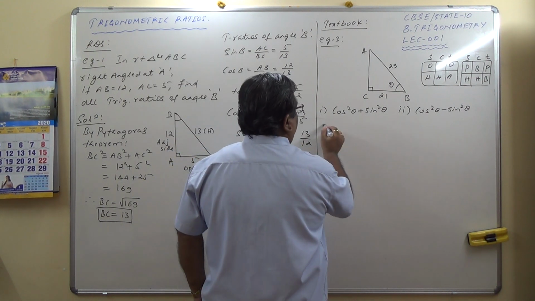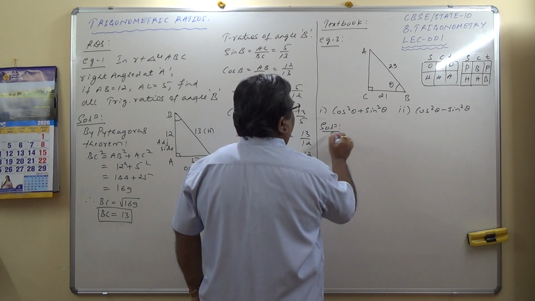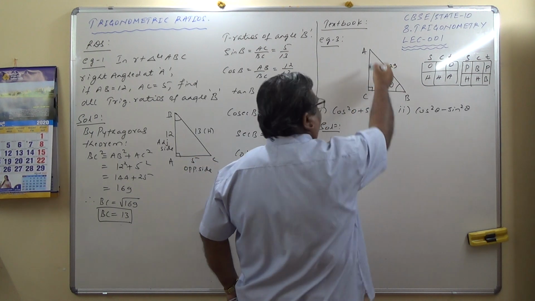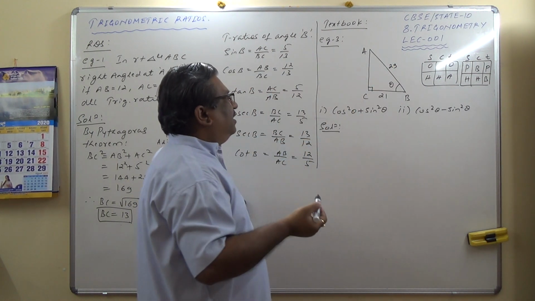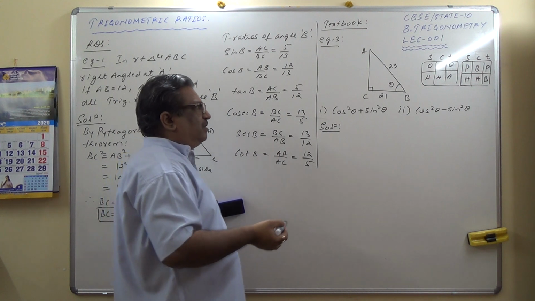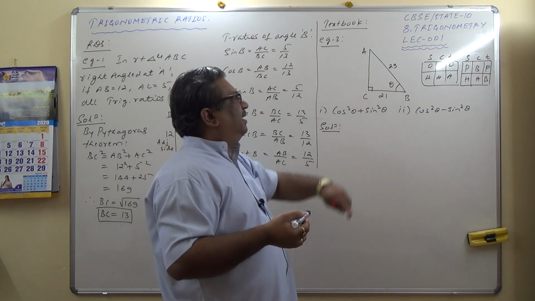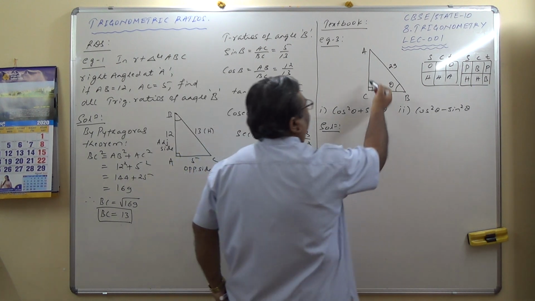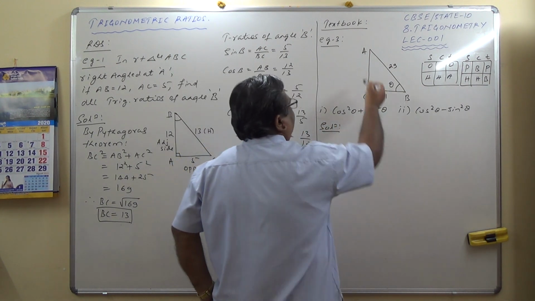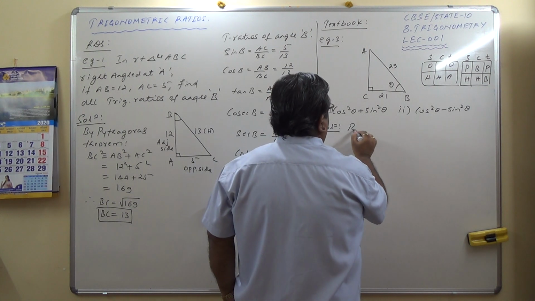So solution: by Pythagoras theorem, if I know side AC, then it is easier for me to find all these ratios, because sine, cos, tan all these things involve the opposite side also. Sine involves the opposite side, and therefore I need to find side AC by Pythagoras theorem.